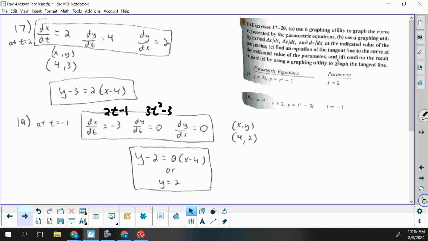Going on to 17 and 19. Take your derivative: dx over dt, you get 2; dy over dt, you get 4. Divide them, you get 2. If you put t in for each of them, you get the point 0.4, 3, and then just write your point slope equation of the line. Pretty similar idea for the next one, just your dy over dt and dx over dt weren't constants, so you had to sub in the negative 1.